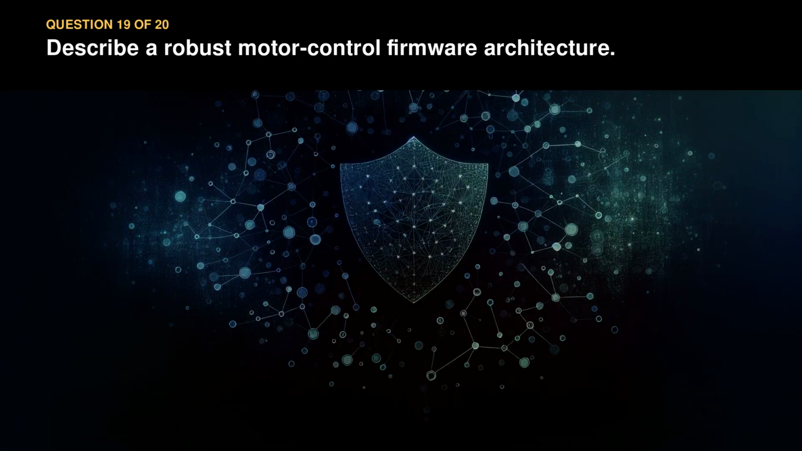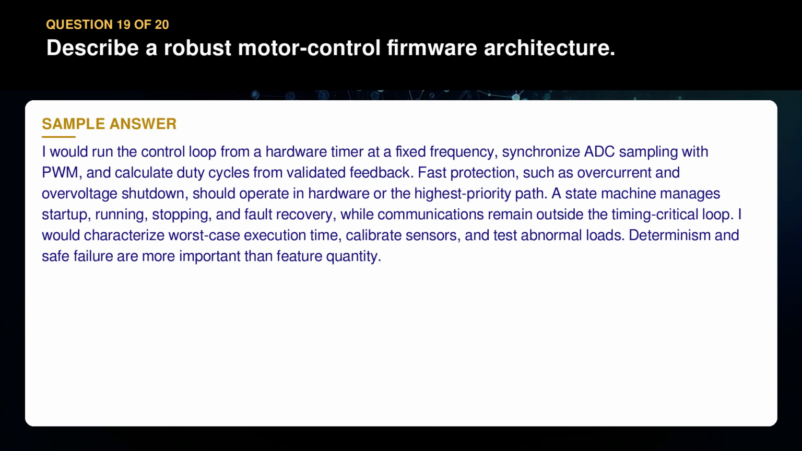Question 19. Describe a robust motor control firmware architecture. I would run the control loop from a hardware timer at a fixed frequency, synchronize ADC sampling with PWM, and calculate duty cycles from validated feedback. Fast protection, such as overcurrent and overvoltage shutdown, should operate in hardware or the highest priority path.